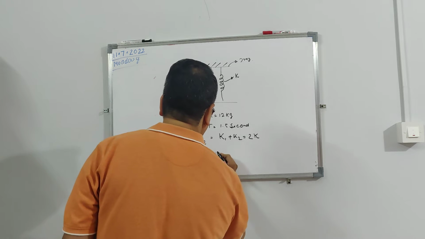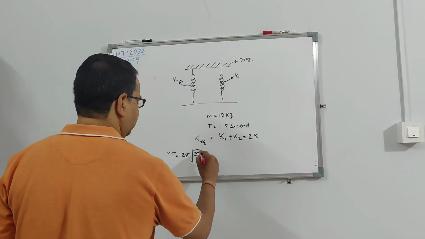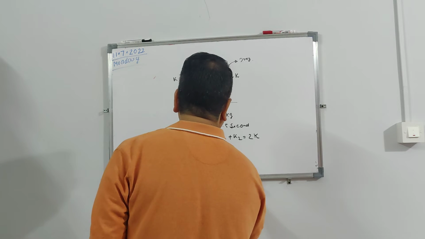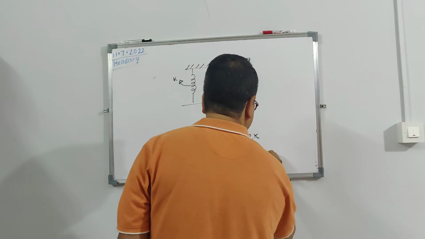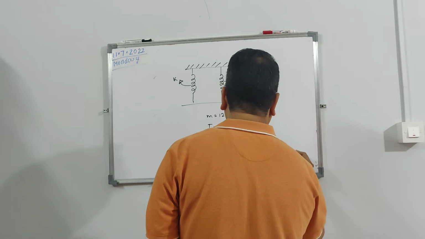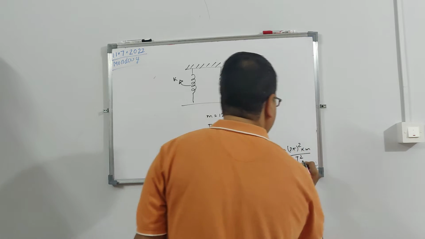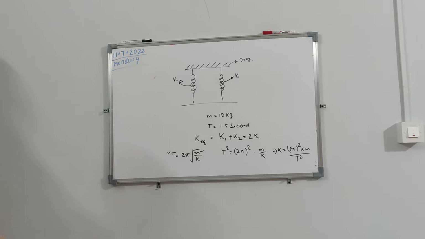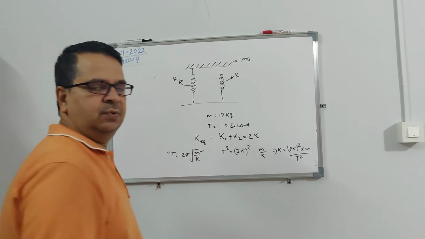I know my time period is equal to 1.5 seconds. In this equation, I know my time period and I know my mass, which is 12 kg. What I have to find out is K. So T square is equal to 2 pi whole square into M by K. That implies K is equal to 2 pi whole square into M divided by T square. Everything is in SI units, so no need to change any unit. I can put mass 12 kg, and T square as 1.5 square.